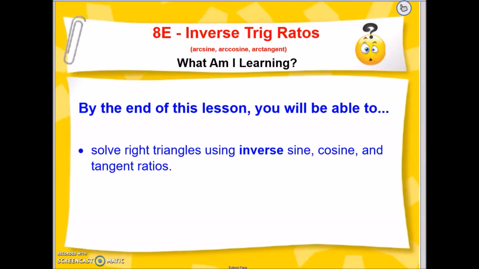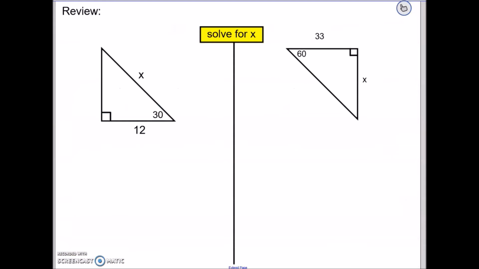Okay, so in this lesson, we're trying to, again, use right triangles, but instead of using sine, cosine, and tangent, we're going to use the inverse of sine and cosine and tangent. But let's do a little bit of a review first.